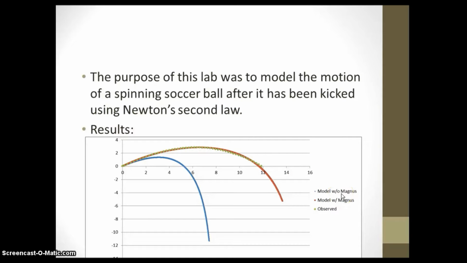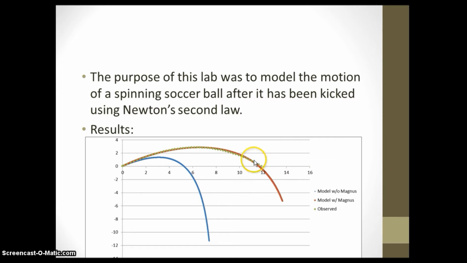The Magnus force, for those unfamiliar with it, is due to the spinning motion of a ball. My results are that the observed motion fit pretty well with my model. The red line is my model. The green dots is the observed motion, and the blue line is my model without including the Magnus force to show what an effect the Magnus force creates.